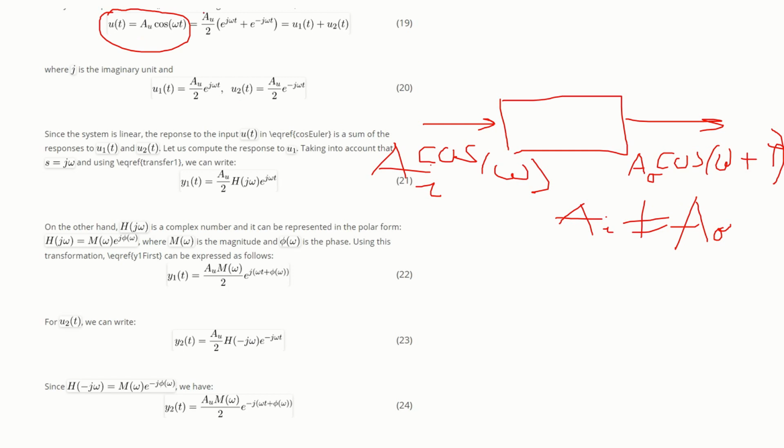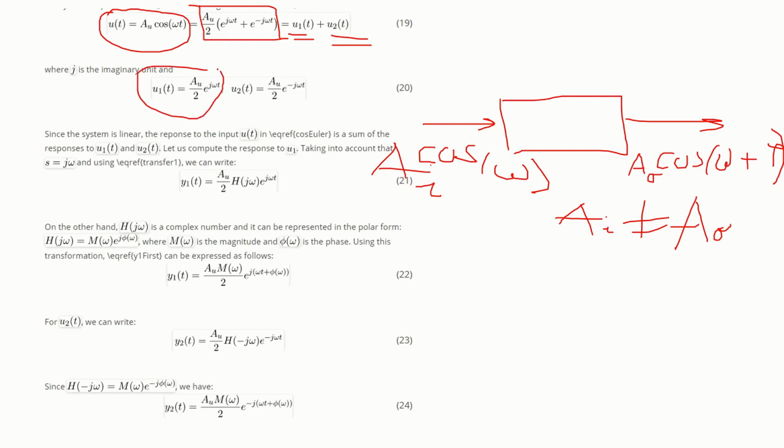Now, let us go back to the input A_u cosinus omega t. Using Euler's formula, we can represent cosinus as a sum of two exponential functions. And we can decompose input u into two inputs, u1 and u2.